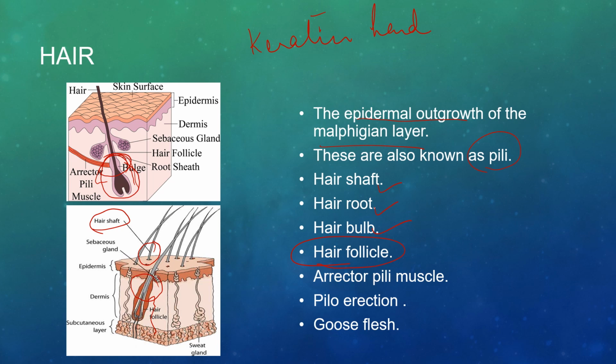We can say that around the hair follicles there are nerve endings which are sensitive to touch and respond if the hair shaft is moved. Now if you are pulling the hair, you will feel pain in your head or in any region where the hair is growing. So it is sensitive to touch.